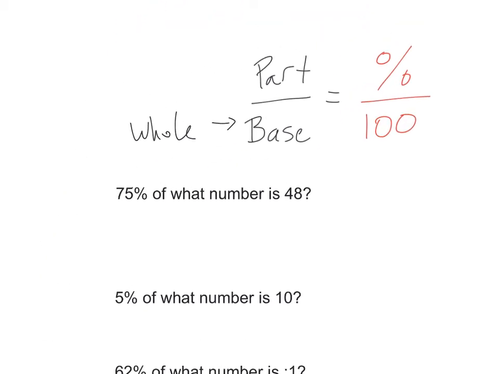So, 75% of what number is 48, okay? So 75% of some number is 48. So, a couple things we need to remember. Of indicates the whole, and is indicates the part.